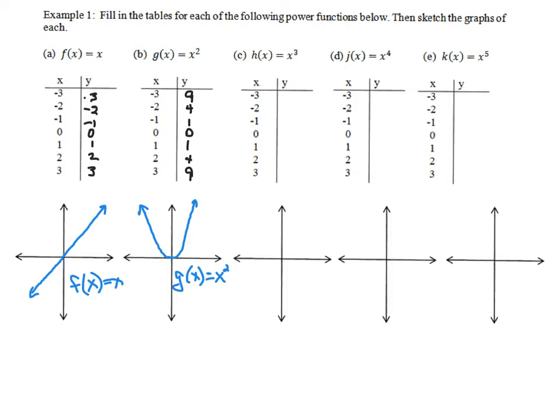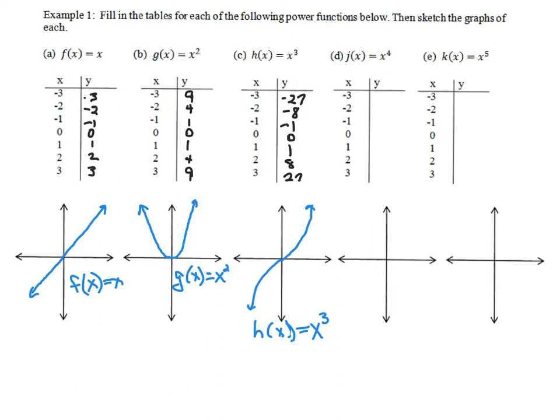Let's go ahead and do h of x is equal to x cubed. I'm cubing each of these inputs, so -3 cubed is -27. -2 cubed is -8. -1 cubed is -1. 0 cubed is 0. 1 cubed is 1. 2 cubed is 8. 3 cubed is 27. Now pause the video for a minute and sketch out this graph. It's not necessary to make little notches on my axes, as long as we get a sketch of what the shape of this graph would look like and where it would cross my x and y axis.